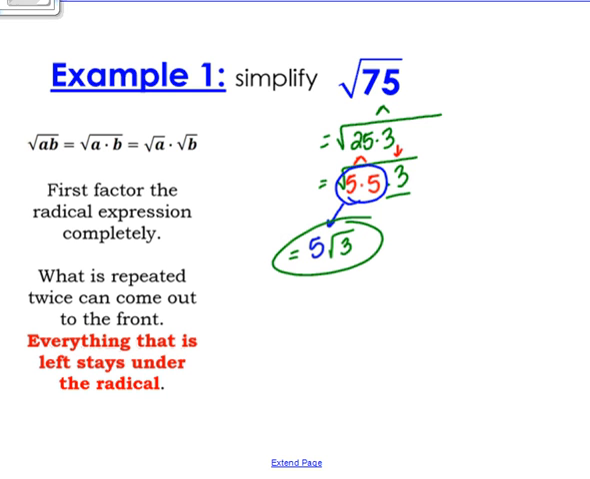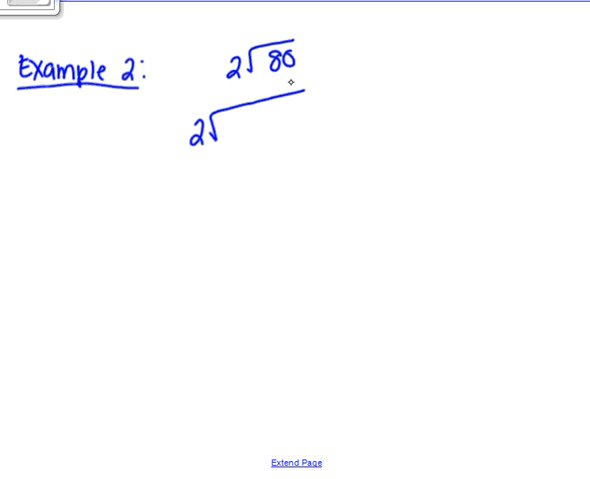Let's try one more just to make sure you got it. So we're going to make this one example 2. And we're going to do 2 square root of 80. Okay, well this 2 on the outside is outside of the singles club. I don't care what's happening on the outside. I only care what's happening on the inside.